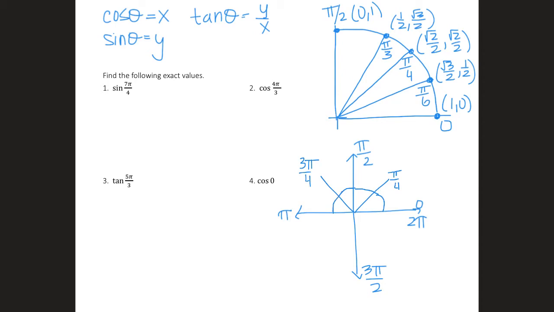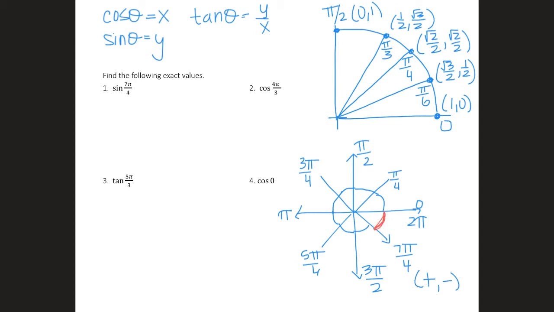I'm going to keep counting. 5/4 would be here, 5 pi over 4. And then 6/4, which is 3 over 2. 7/4, 7 pi over 4, is what I want. So now we're in the fourth quadrant. In the fourth quadrant, the x value is positive and the y value is negative. The reference angle for 7 pi over 4 is here, and that's just pi over 4.